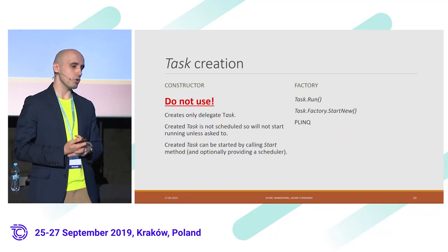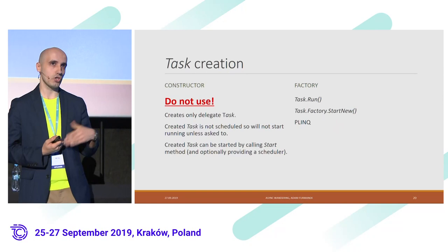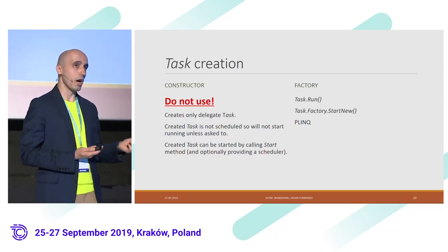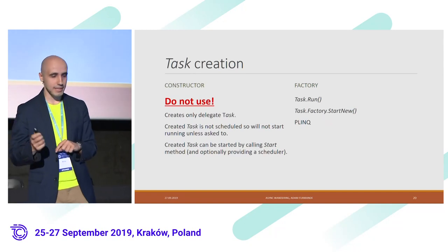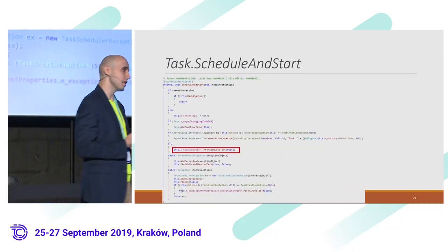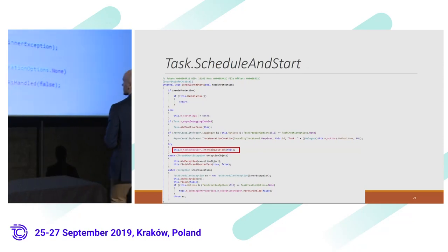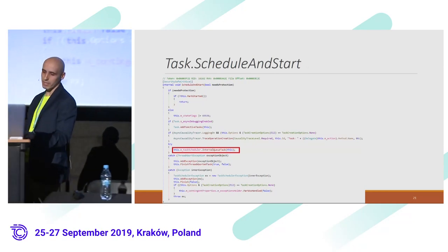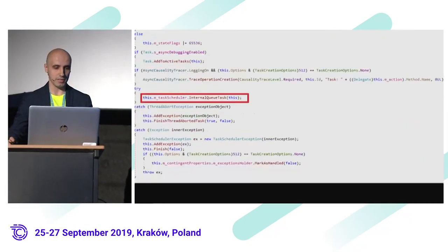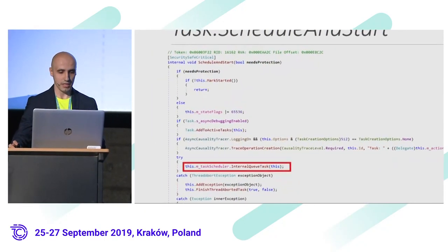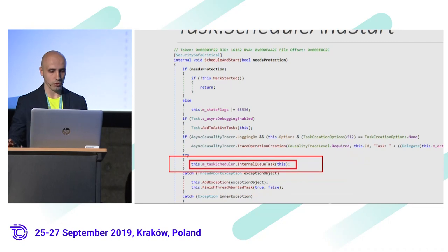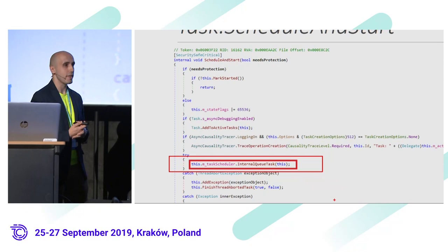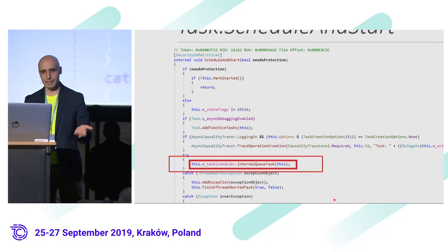So what we should take from this slide is don't create a task using the constructor, always create it using Task.Run. However, remember that when a task is created, there is a task scheduler used under the hood. If we dissect the implementation, we can see a method called ScheduleAndStart, which ultimately goes to the task scheduler and calls InternalQueueTask. And now the question is, what is a task scheduler?